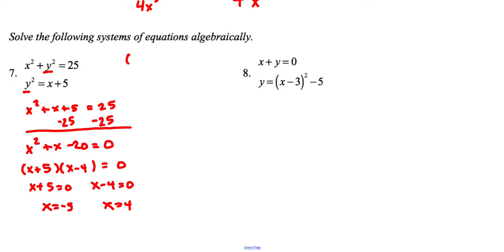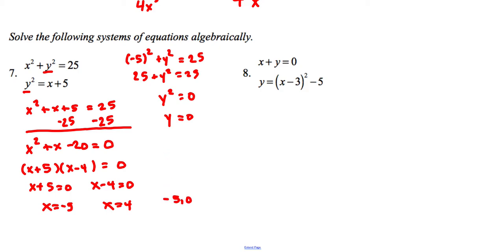So I'm going to say -5 squared plus y squared equals 25. -5 squared is 25 plus y squared equals 25. So we know here when we subtract 25 from each side that y squared equals 0. So that y is going to have to equal 0. So we're looking at the point -5, 0.